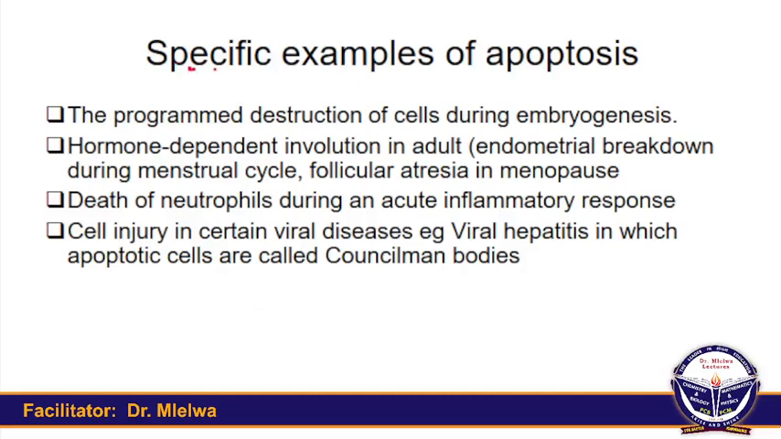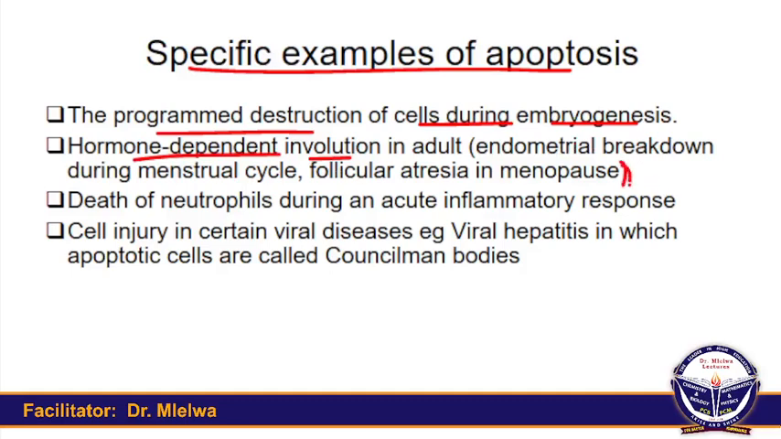Let's see the specific examples of apoptosis. This occurs in the programmed destruction of cells during embryogenesis. In embryology, as different organs develop, there is programmed cell death, as we learned in anatomy in first year. Apoptosis occurs. But there is also hormone dependent involution in adults: endometrial breakdown during the menstrual cycle, follicular atresia in menopause.